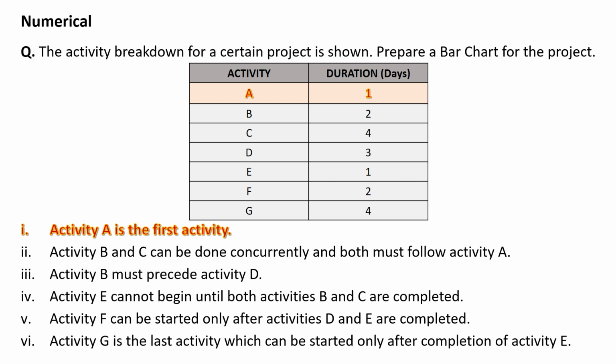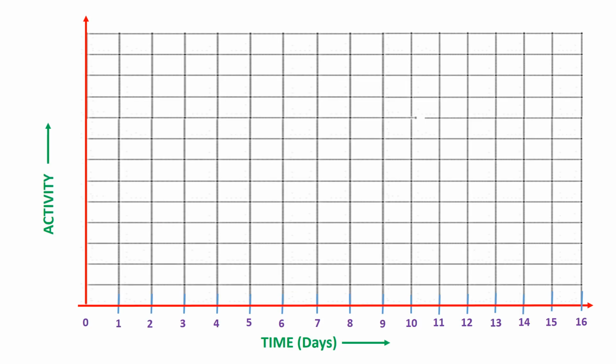So from the table we can see activity A, the duration is 1 day. Now we'll see how to draw this activity in a Gantt chart. So as mentioned, the Gantt chart consists of two axes. Horizontal axis or the x-axis represents the time elapsed and the y-axis or the vertical axis gives us the different activities or the jobs that have to be performed.